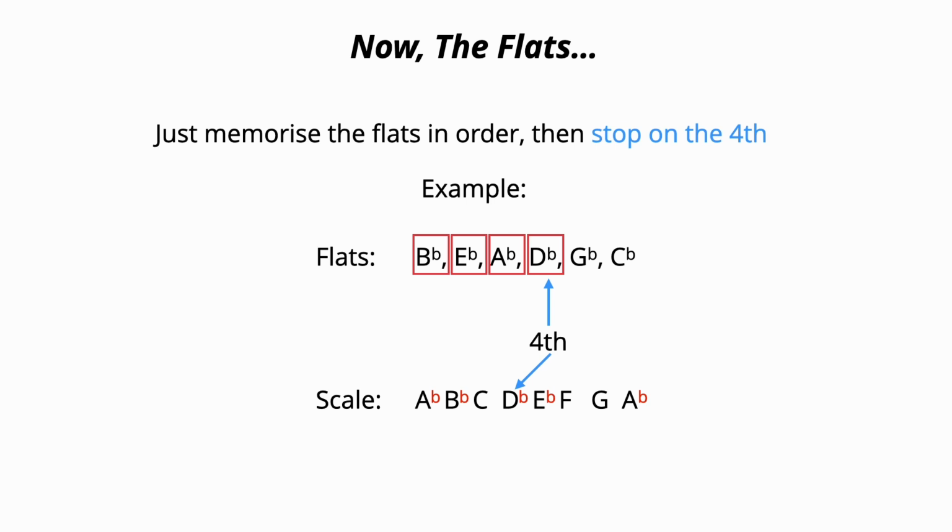Here's another example. Let's look at the G flat major scale. So we count through our pattern: B, E, A, D, G, C. C flat is our fourth. So we put these flats into the scale: B flat, E flat, A flat, D flat, G flat, making sure we get both the first and the last, and then C flat. And we're left with the G flat major scale.